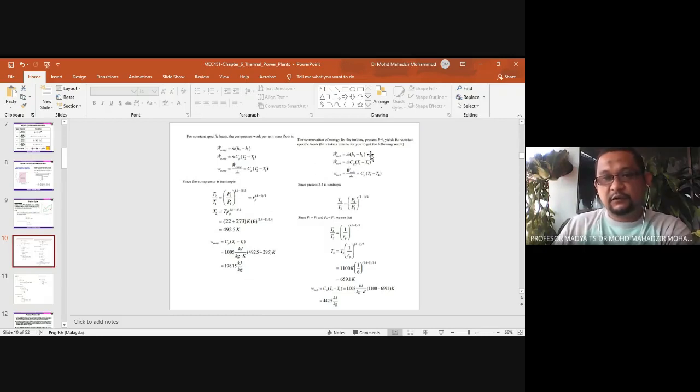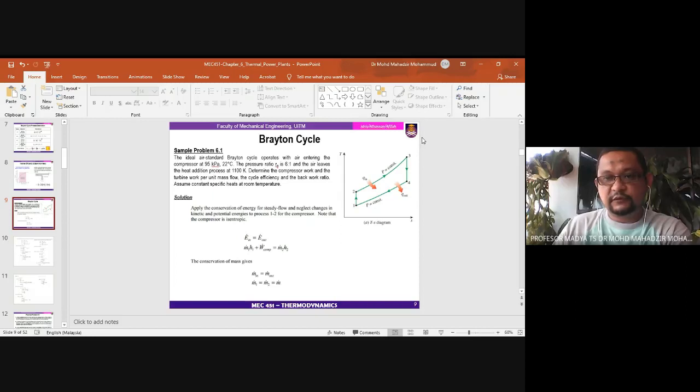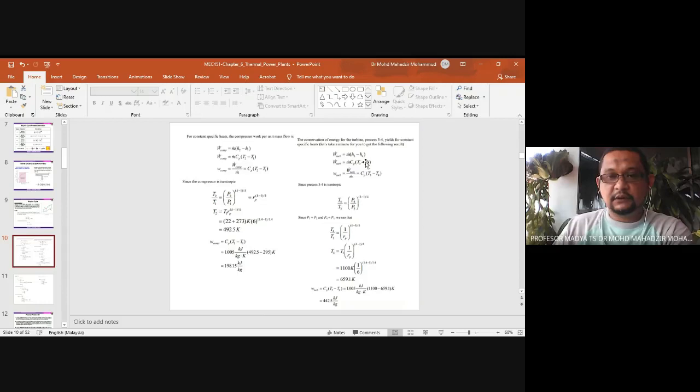Okay, for process 3-4, also for the turbine, the equations are the same, but they refer to the turbine. So you have to find T4 or T3. This is an isentropic process. So using the relationship of temperature and pressure for the isentropic process, you will get the answer for T4, and then using this value of T4, you will get the turbine work.